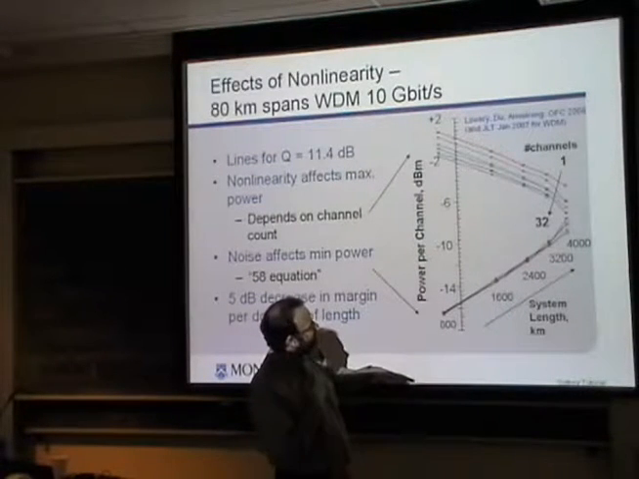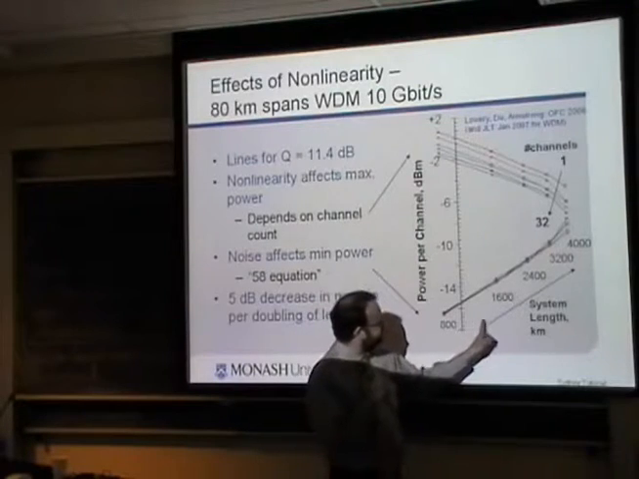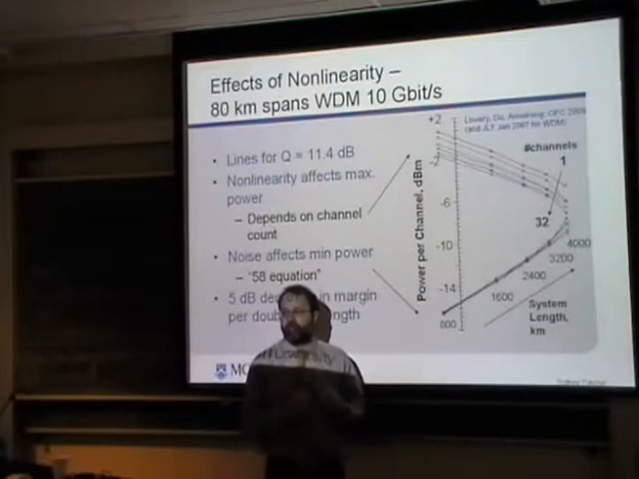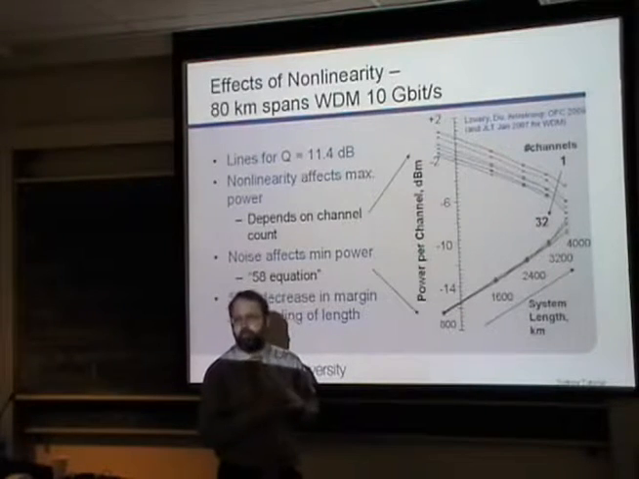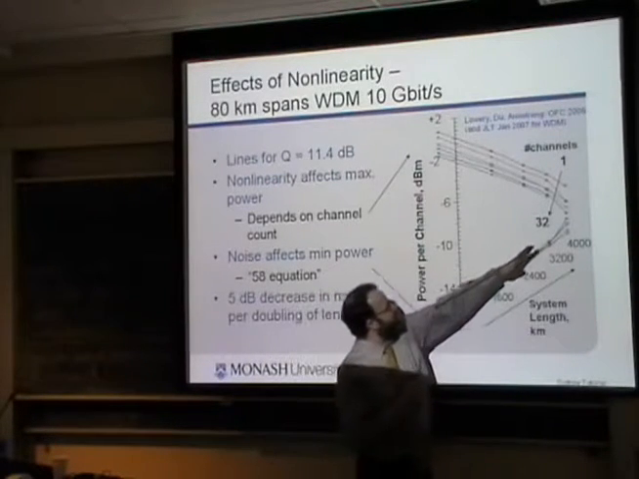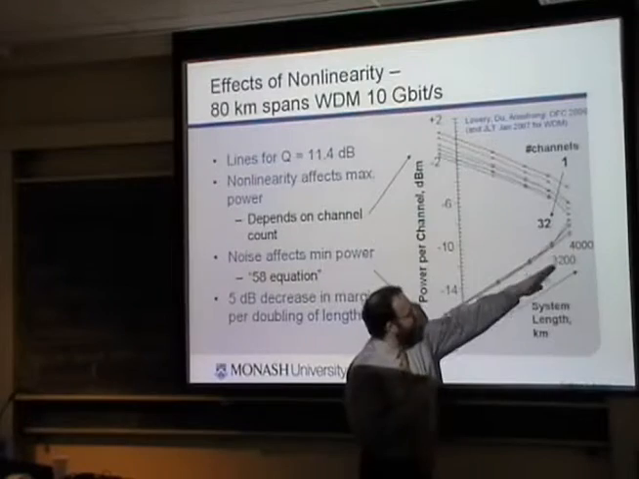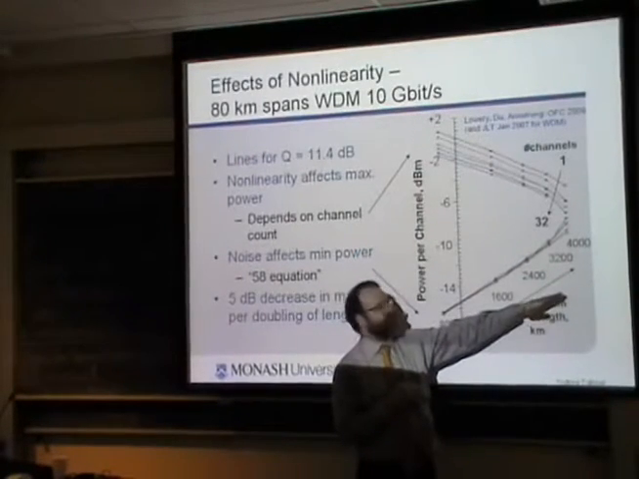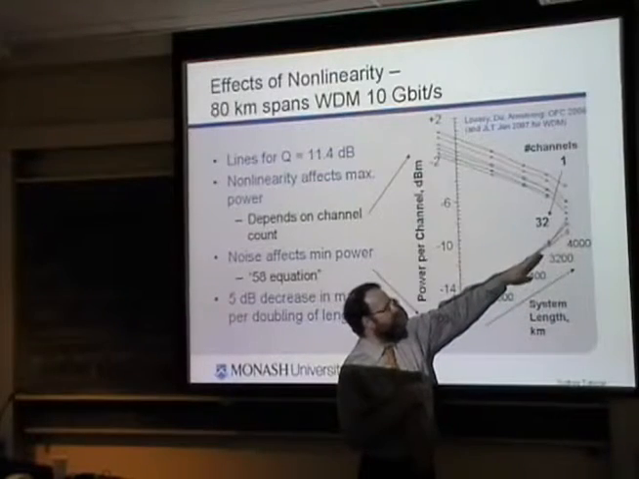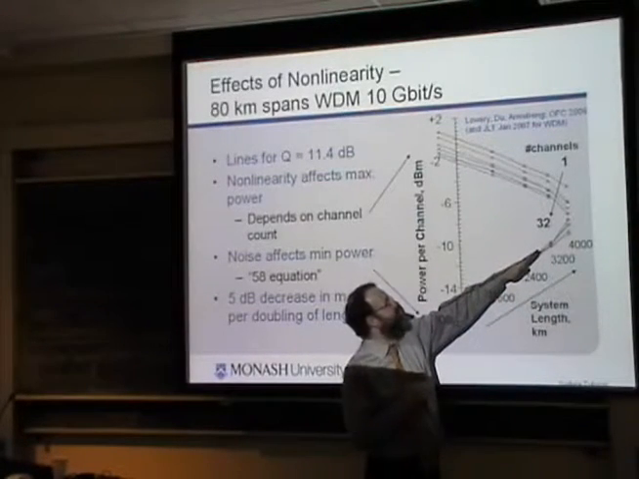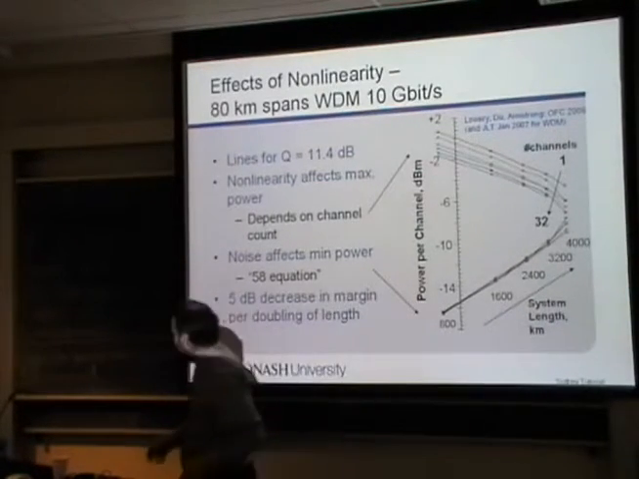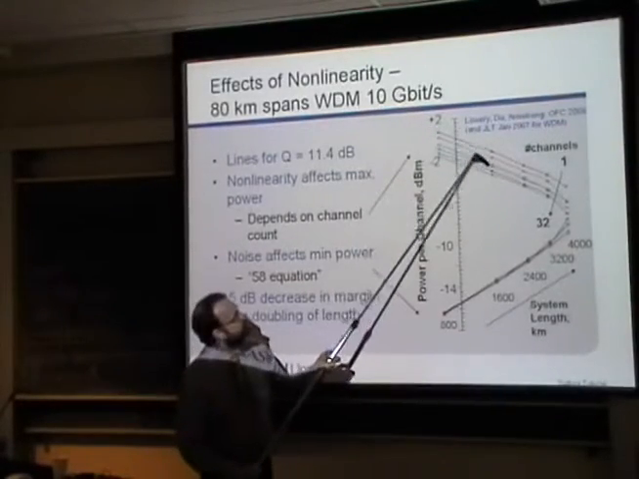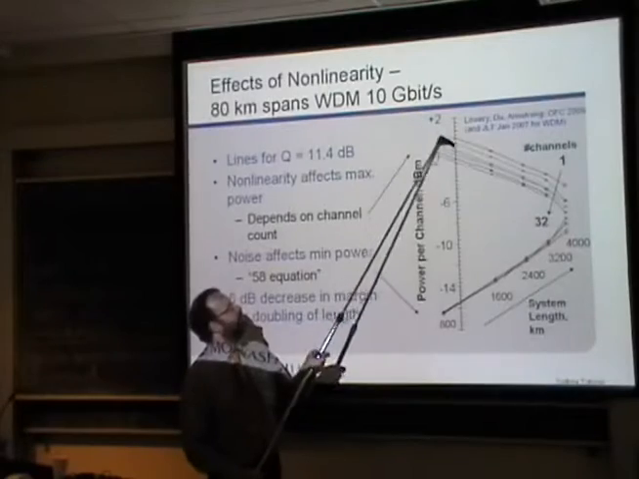But what we're trying to plot is, as you increase the system length, you get constraints on the optical power. There's a lower constraint here which says, down here, the system is too noisy. So ASE noise from the amplifiers will kill it, and you will get a higher error rate. Above, at high powers, you've got a constraint due to non-linearity.